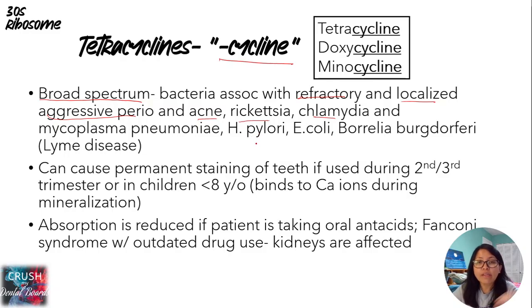Now, why is tetracycline famous in dentistry? We all know tetracycline can cause permanent staining of teeth if used during the second and third trimester or in children less than 8 years old. Okay. What is the mechanism of action that causes the staining? Well, tetracyclines bind to your calcium ions during mineralization. So once they bind to your calcium ions, then they would cause staining. They would produce brown, dark brown staining on the teeth of children.